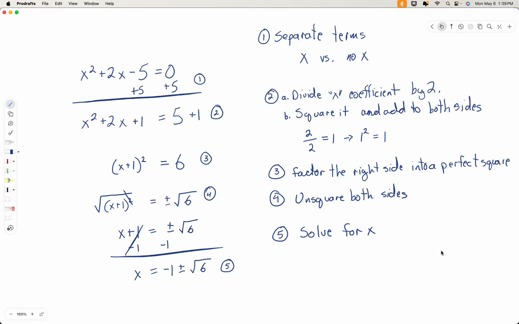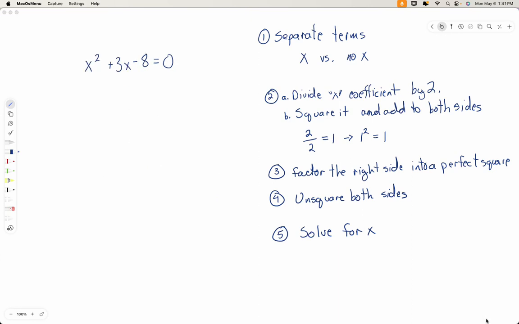All right, it's the same 5 steps every single time. The same 5 steps. All right, let's do the next problem. All right, here's the next one.